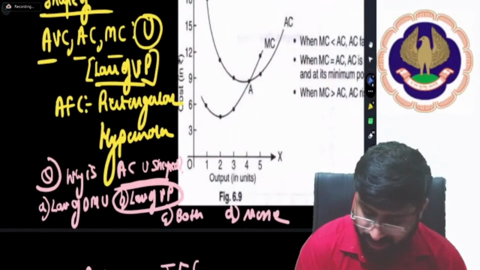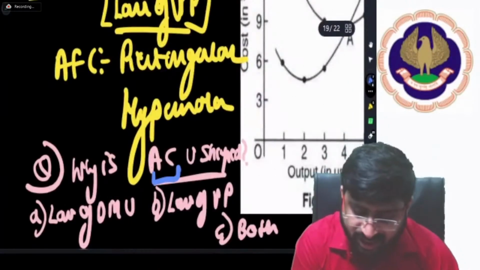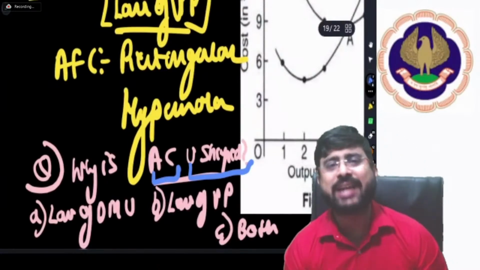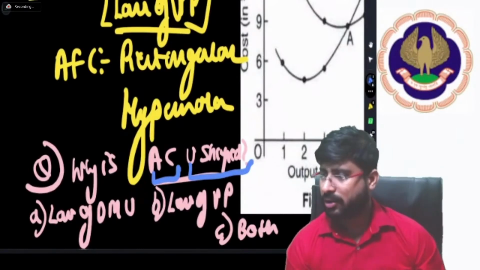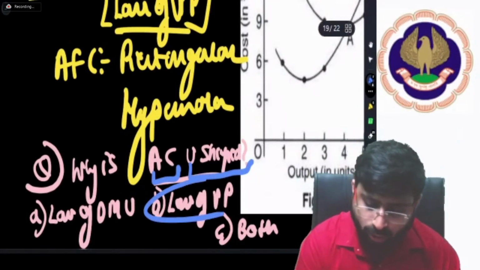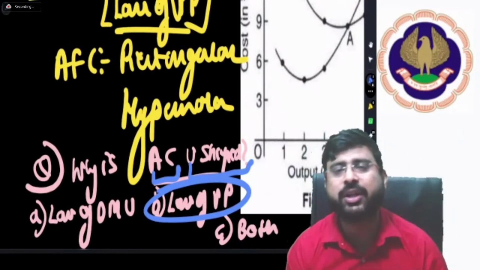So in exam, this can be a question. The question can be, why is AC curve U-shaped? Why is average cost curve U-shaped? If they give you this, the answer should be because of law of variable proportion. Why is AVC U-shaped? Law of variable proportion.